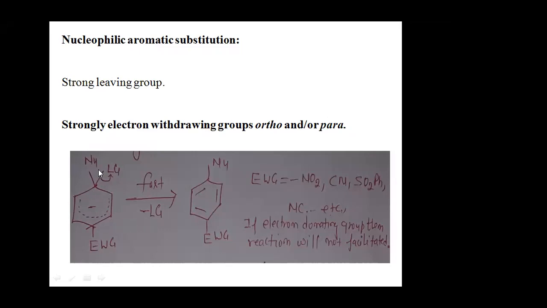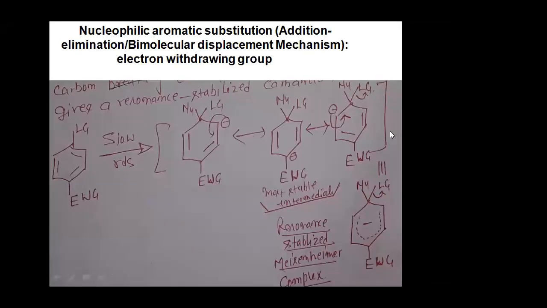So you can see here, right? And the second important thing is there should be a strong leaving group. If there is a strong leaving group, it can easily leave with the electron pair, right? And then this is an electron deficient substrate, and it can easily react with the upcoming new nucleophile. Then it can give this type of nucleophilic aromatic substitution reaction.